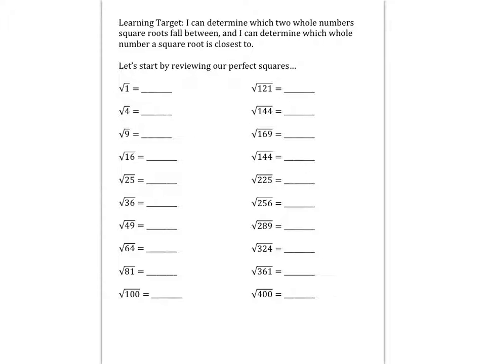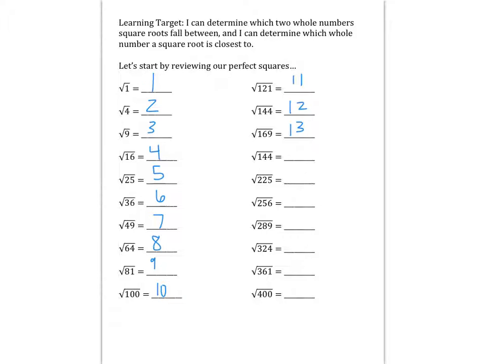The square root of 1 is 1, square root of 4 is 2, square root of 9 is 3, square root of 16 is 4, square root of 25 is 5, the square root of 36 is 6, the square root of 49 is 7, the square root of 64 is 8. The square root of 81 is 9. The square root of 100 is 10. The square root of 121 is 11. Square root of 144 is 12. Square root of 169 is 13.